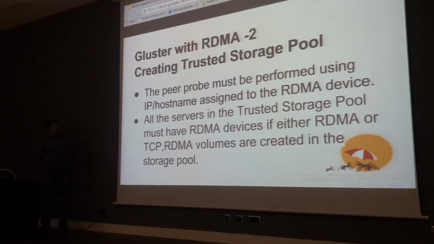So a few slides on how to set up RDMA volumes and stuff like that. To create a trusted storage pool, one of the requirements that we have is that if you are using an InfiniBand device, IP device, then you should use the same IP that you have assigned to the IP device to do the peer probe. And all the nodes that we have in our trusted storage pool should necessarily have the IP device or any RDMA device.